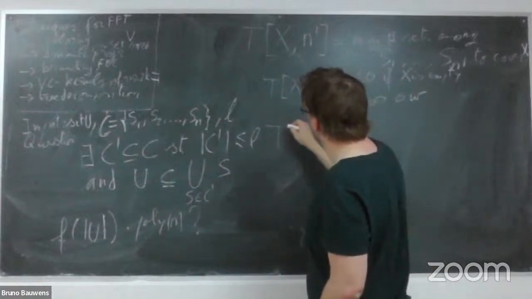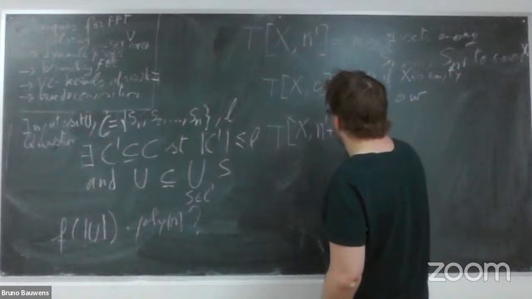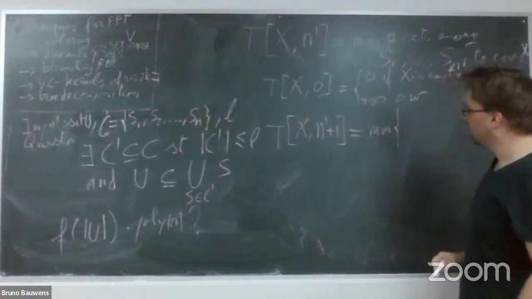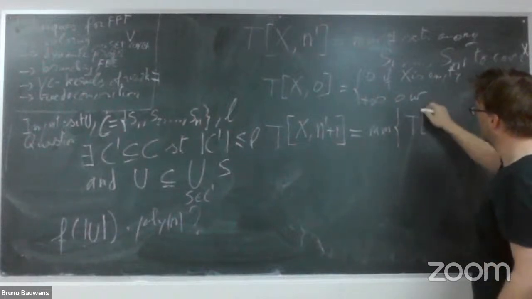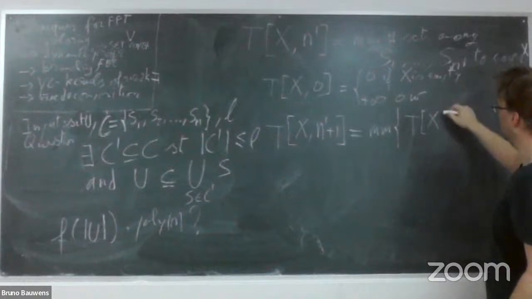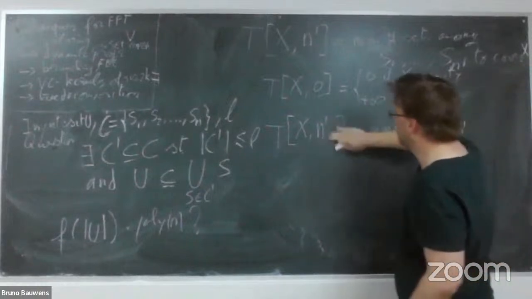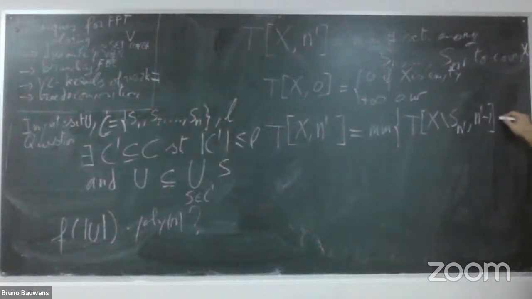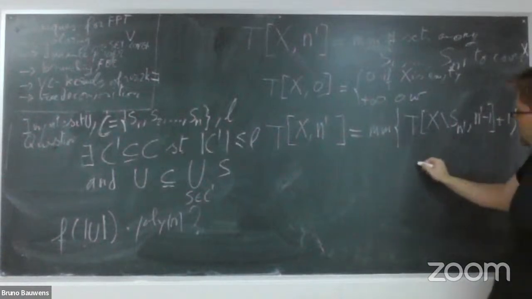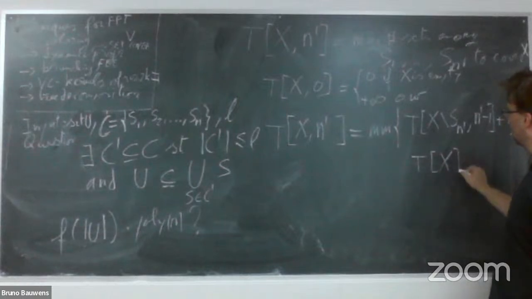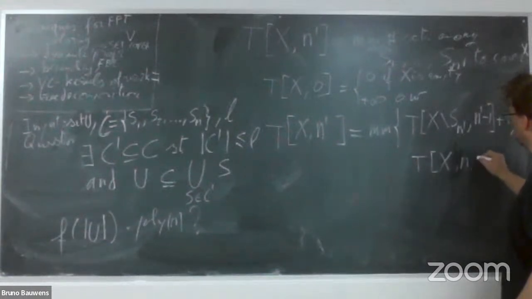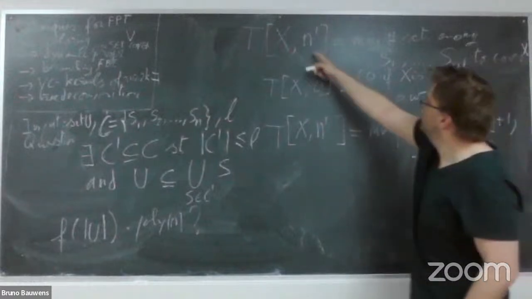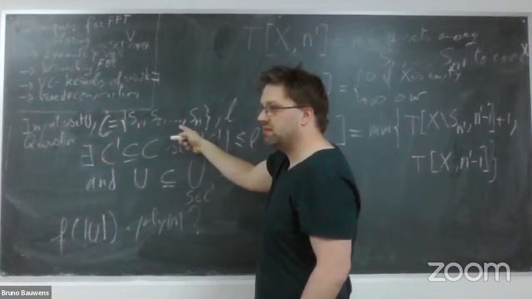Now we want to know what T of X, n prime plus 1 is. It's the minimum of T of X minus S, with n prime minus 1, plus 1, and T of X with n prime minus 1. The second coordinate, n prime, tells you that you can only use the first n prime sets.